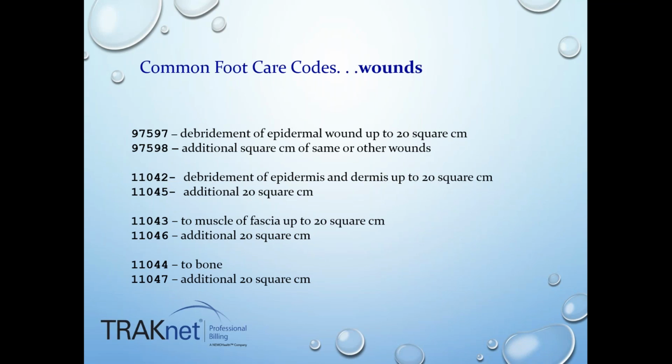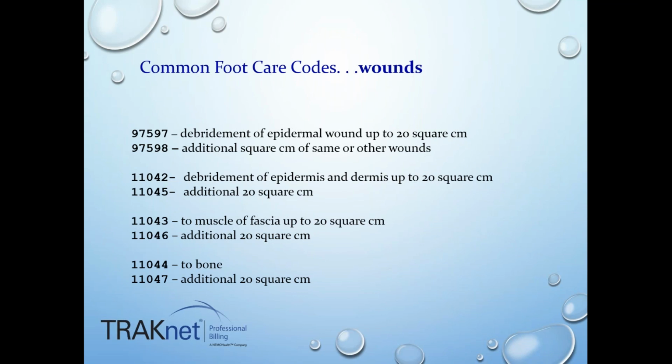Medicare has data. They have epidemiological data that they will use against you. If you're debriding a wound that's only epidermis, you should be using the 97597 code. If it's up to 20 square centimeters, it doesn't matter how many wounds. It's the cumulative square centimeter of the wounds, plural, that matter. If it's up to 20 square centimeters, it's 97597. If you have wounds that total greater than 20 square centimeters, then you would add 97598. That's the additional square centimeters. Now that's just for epidermal wounds.